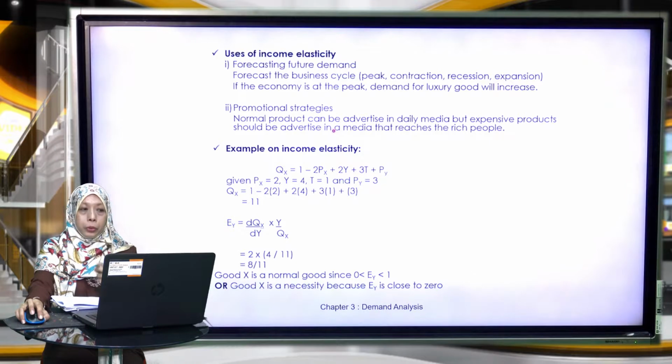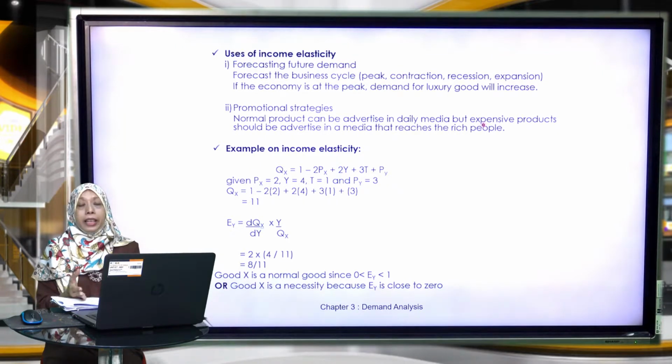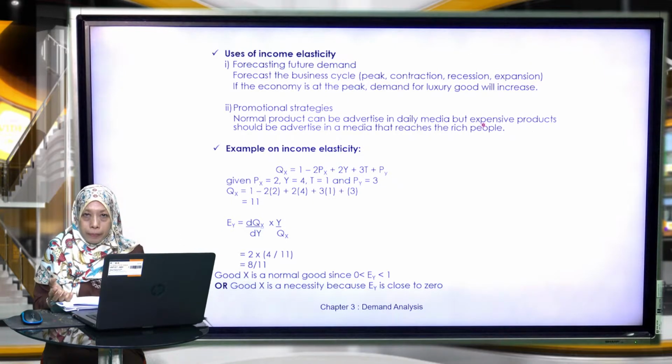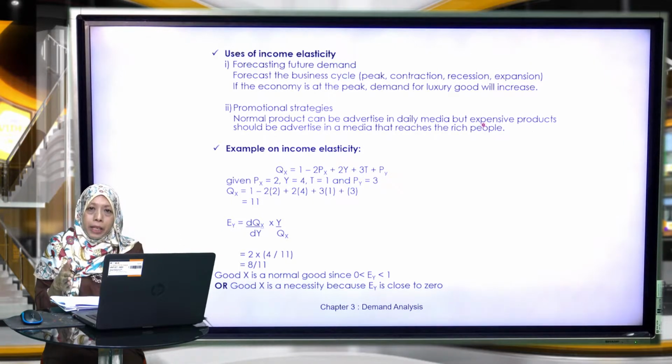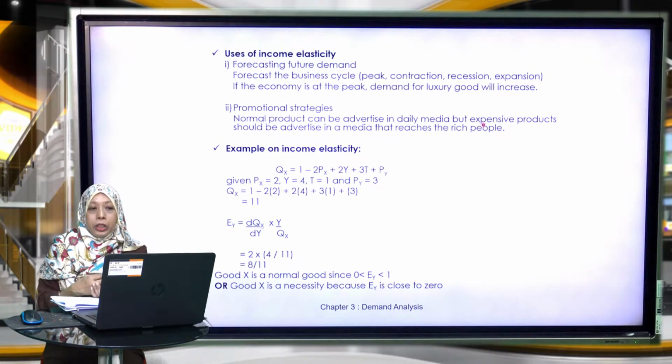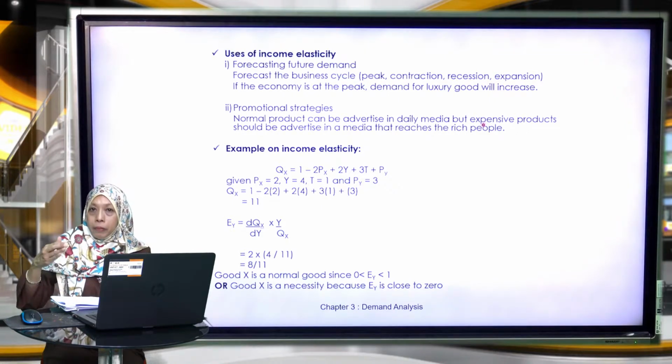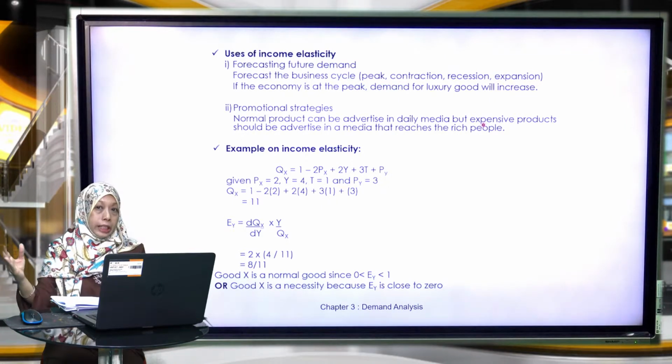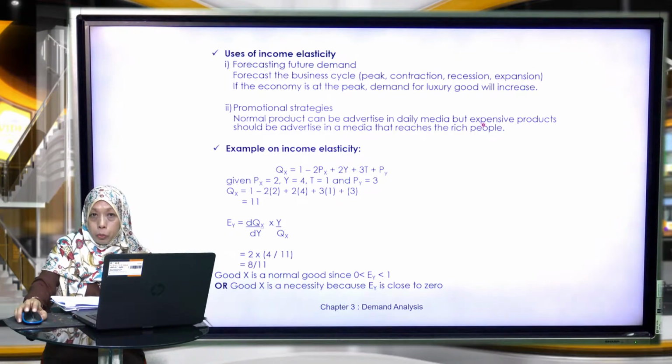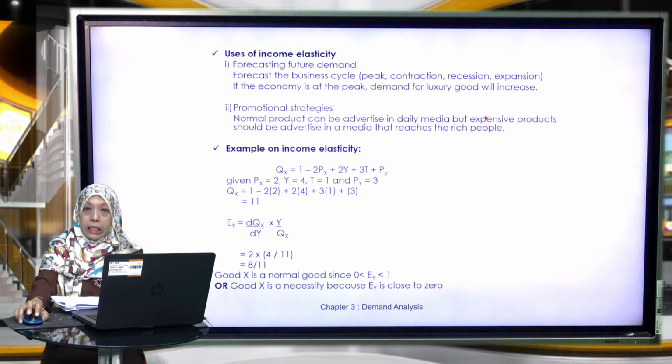Well, it will help you to do two things. Number one, it will help you to forecast future demand. So, let's say you have identified that your product is a luxury product, and you can see that the demand for your product starts to build up. This is an indication that the economy is growing, so there is a potential for your business to expand. You may want to invest in your business because the economy is growing and income level is going to increase. That's one possible way of using the information of income elasticity.